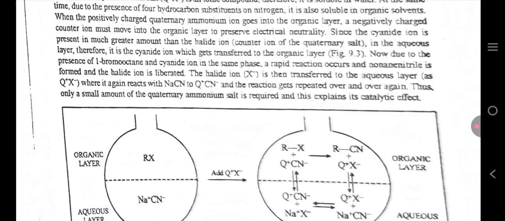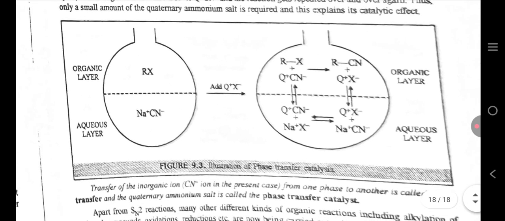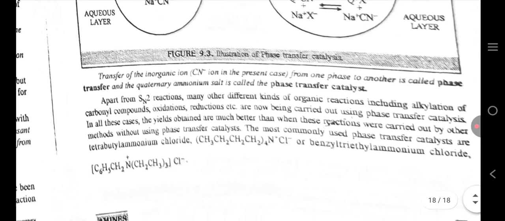Now, due to the presence of 1-bromooctane and cyanide ion in the same phase, a rapid reaction occurs and nonanenitrile is formed and the halide ion is liberated. The halide ion is then transferred to the aqueous layer where it again reacts with NaCN to form QCN, and the reaction gets repeated over and over again. Thus, only a small amount of quaternary ammonium salt is required, and this explains its catalytic effect.